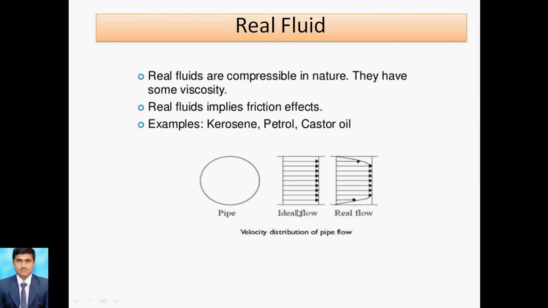So for ideal fluid, we can put the values for velocities like this, because there is no friction, so I can write it in a uniform manner. But in case of real flow, it decreases like this. The graph is changing like this. At the center, it's the most velocity. At the bottom, or I can say at the wall side, there is less velocity. So this is regarding the real fluid flow.